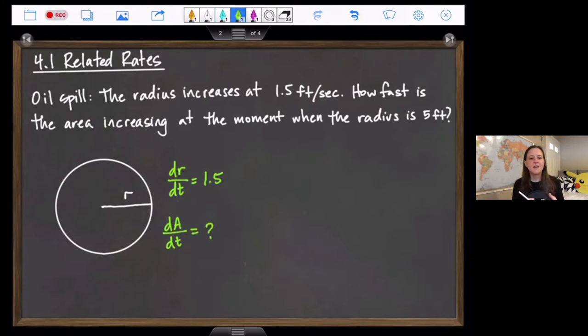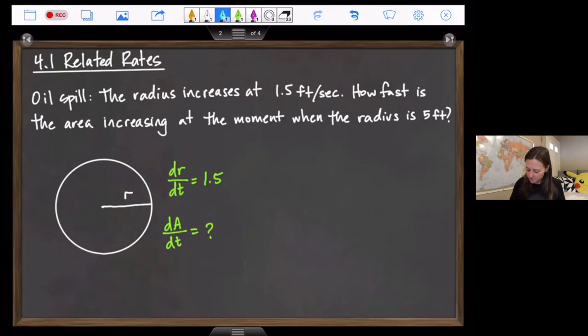All right, and then the last thing they tell us is how fast is the area increasing at the moment when the radius is 5 feet. That's going to be what I'm going to call the pause button information, and it's going to be important to differentiate things that are constant throughout the entire situation and what's pause button information. So that dr dt, that increasing rate of the radius, is constant throughout the entire problem. But that 5 feet is talking about when we hit that pause button on the radius.